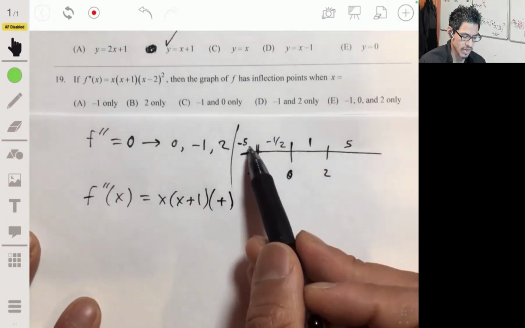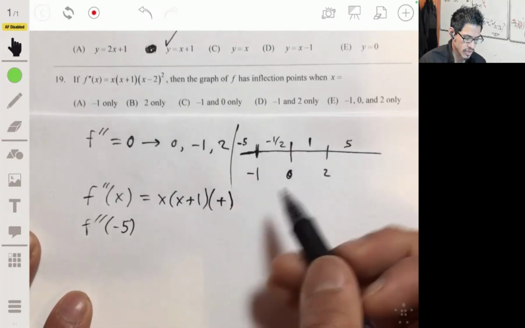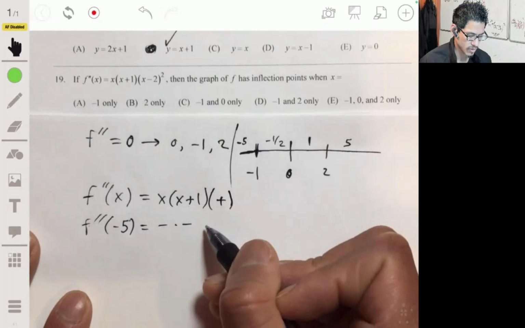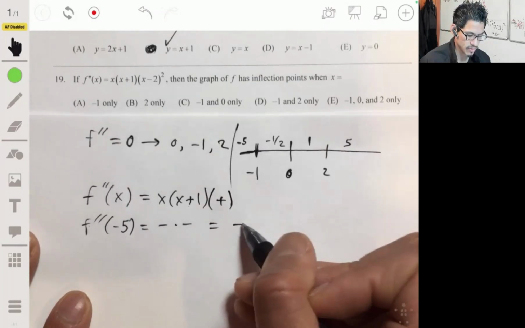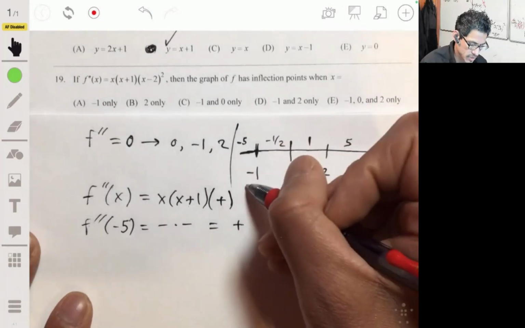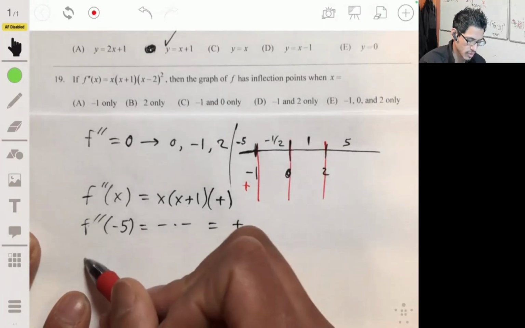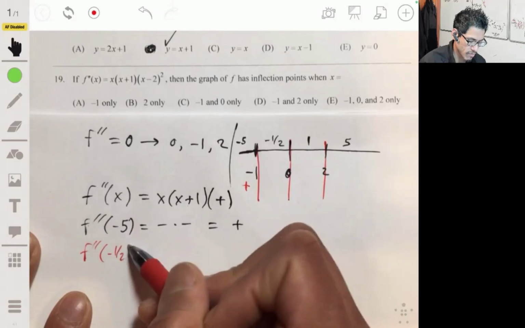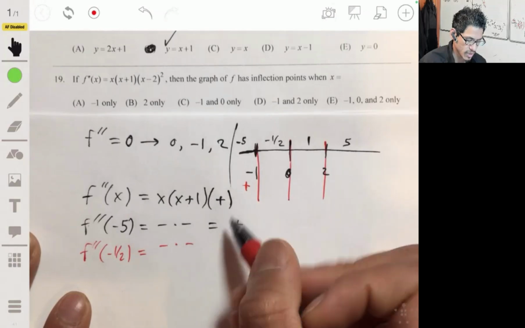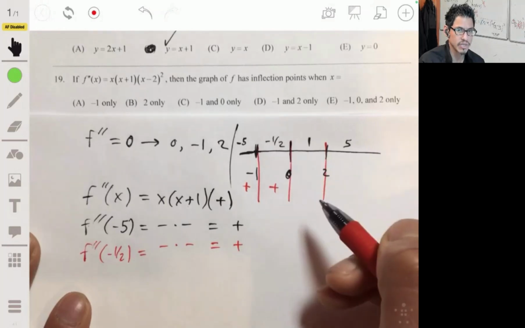So let's plug in -5 into here. So f double prime of -5. That'll be a negative times a negative times a positive, which is going to give us positive. So we know it's positive in this region. Let me divide this a little better. It's positive here. Let's look at f double prime of -1/2. So a negative and a negative again. And a positive will make a positive. So it's still positive. So there's no inflection point at -1.